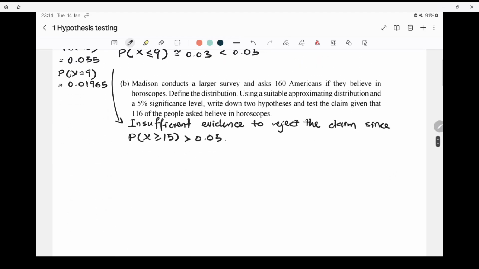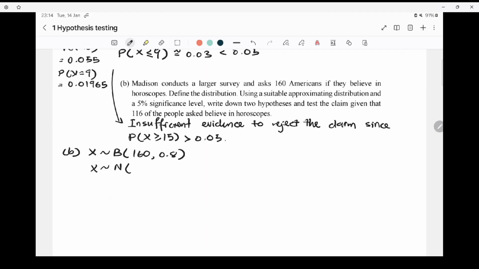Okay. So now let's look at part B. She conducts a large survey, asks 160 Americans if they believe in horoscopes, define the distribution. So this is part B. So X now is a binomial distribution with 160 people, and your probability of success is 0.8. But the question asks you to use a suitable approximating distribution. So it means that you need to approximate using normal distribution.